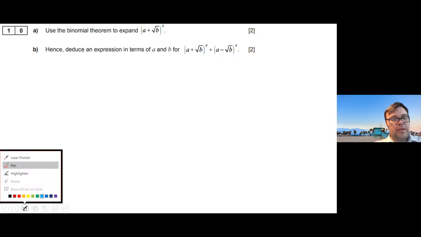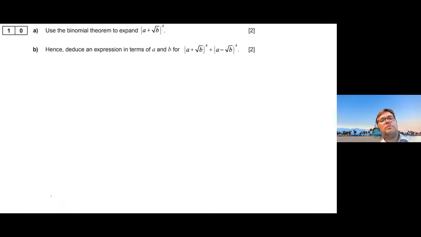So question 9. No, question 10. I think question 9 was something else. So it is the binomial theorem. So there are various different ways of doing this. You can use Pascal, you can use the choose button on your calculator, but I need to expand a plus root b to the power of 4.